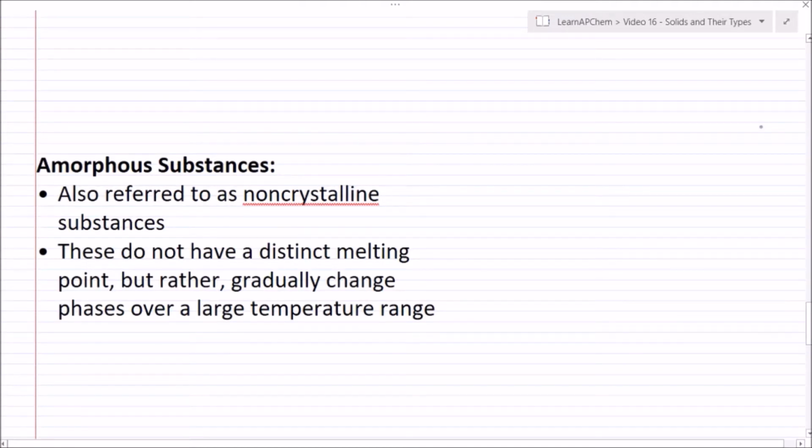Alright, so finally let's talk about amorphous substances, which can also be referred to as non-crystalline substances. Now these don't have a distinct melting point, but rather they gradually change phases over a large temperature range. So we all know water has a melting point of 0 degrees Celsius. So we'll say here we're at -1, and this is ice. But when we go from -1 to 1, this is just going to be regular old water.